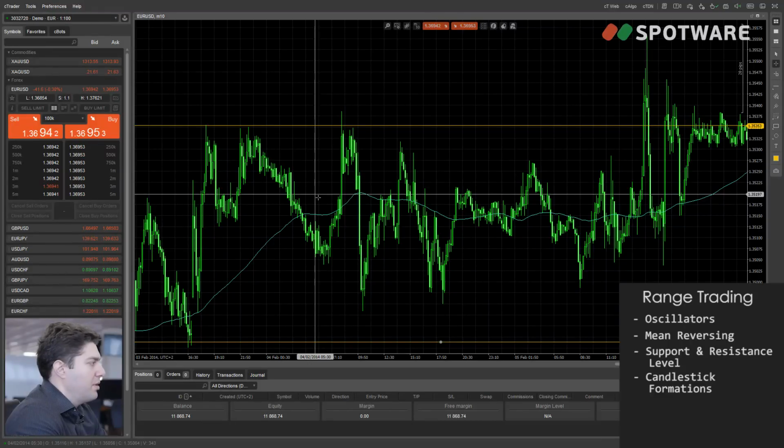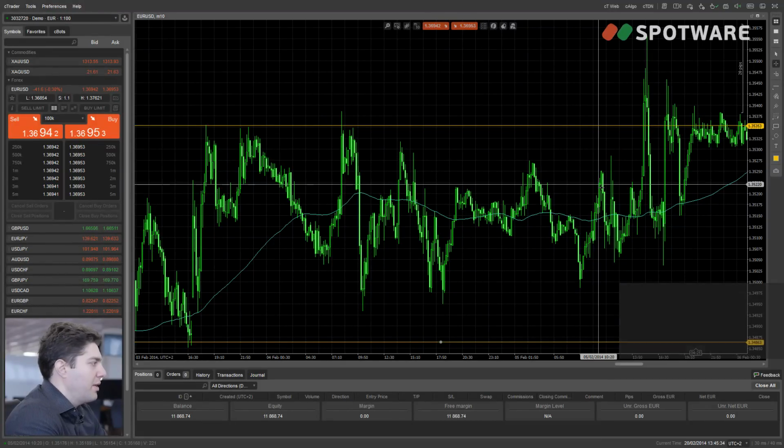During range trading, as I said, usually there is no major news. And actually, that's it about ranges. I'm sure after that you understand what a range is.